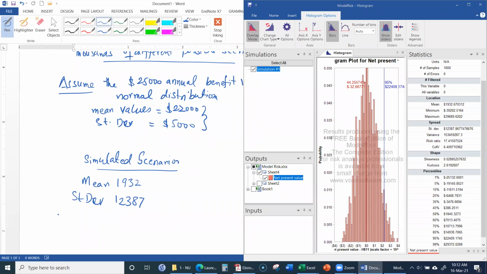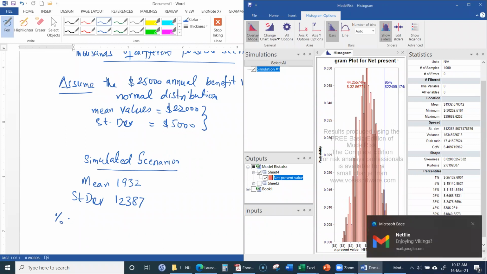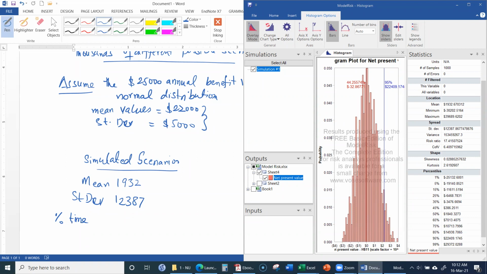And the percent of times with a negative net present value is about 45%, okay? That is about 44.25%. So that is about 44%. So based on this, will you say that this is a good project or not?